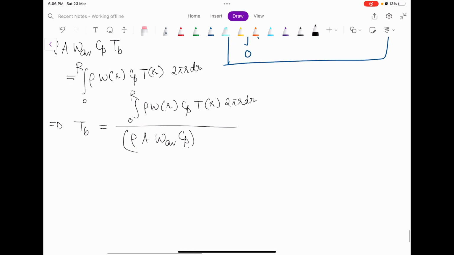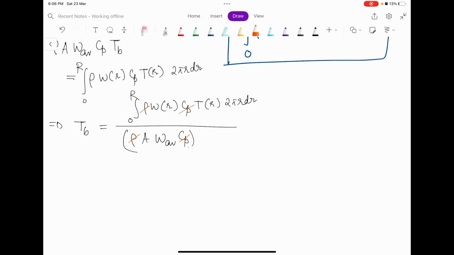Okay, so ideally you can see another concept. If this rho is also a function of r, then I should write rho average here. But I am considering that rho is constant, and if rho is constant, then I can cut this rho out. If Cp is also constant, then I can cut this Cp out. But if Cp is also a function of r, then you have to again integrate it, and in the denominator you have to write Cp average.